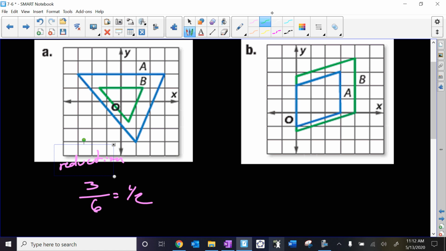For letter B, again, we're going from A to B, which makes this an enlargement. Again, I'm going to put the new shape over the old shape. So I'm going to count this side length over here, which is 4. 1, 2, 3, 4. Over its corresponding side length on A, which is 3. And I'm just going to keep my fraction as is. I can't reduce 4/3, so I'm just going to leave it as a fraction of 4/3, which represents the scale factor.